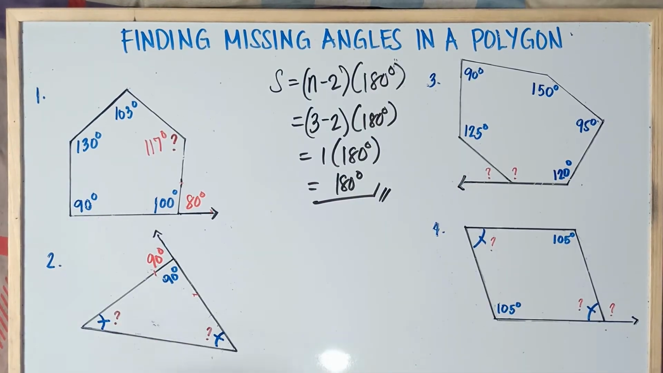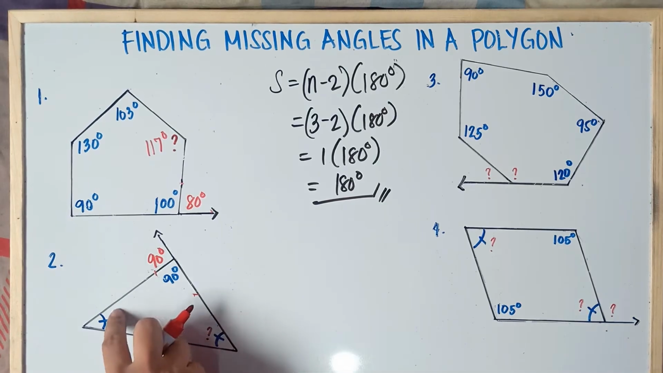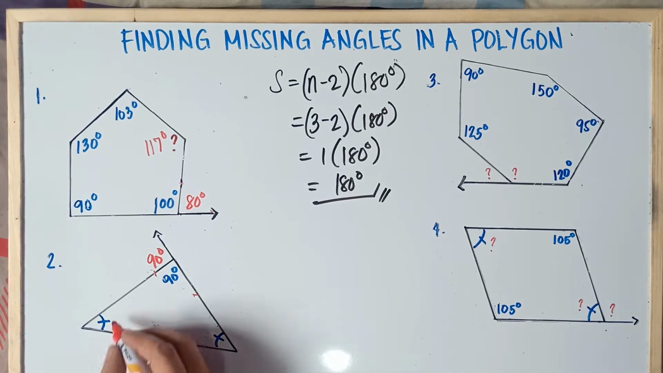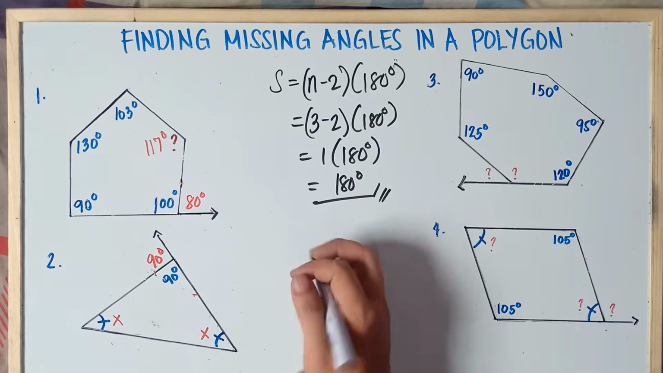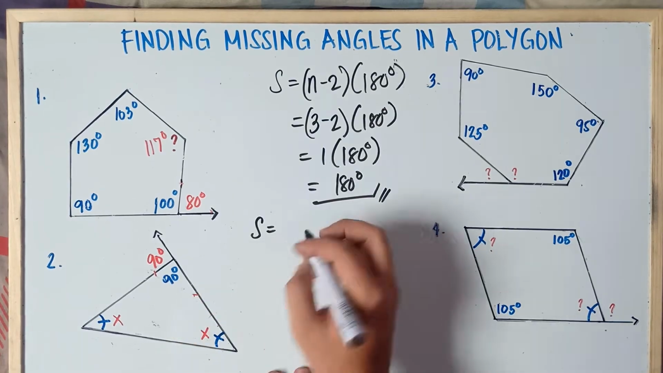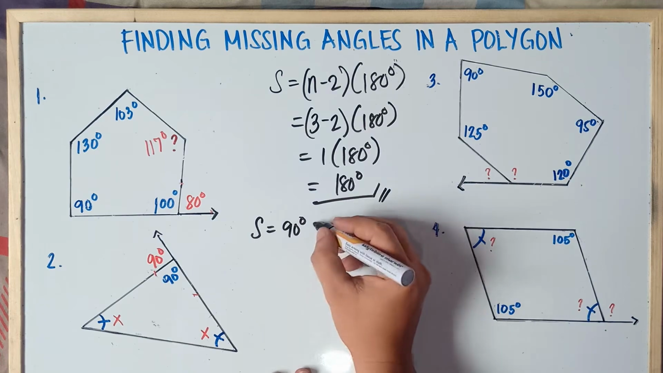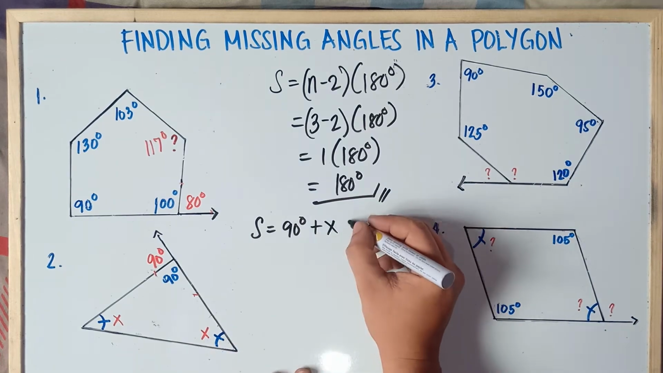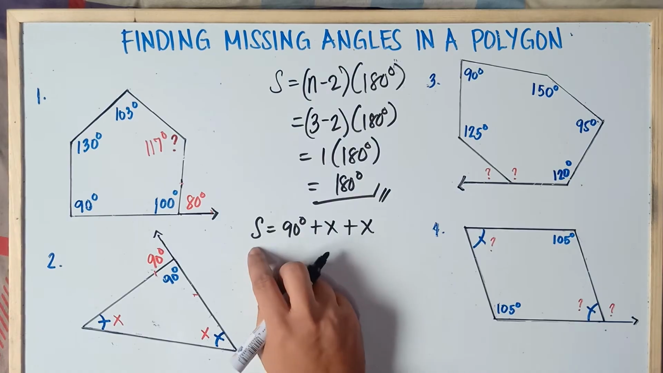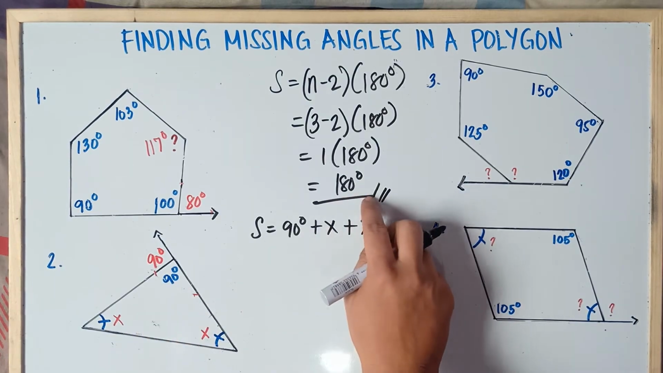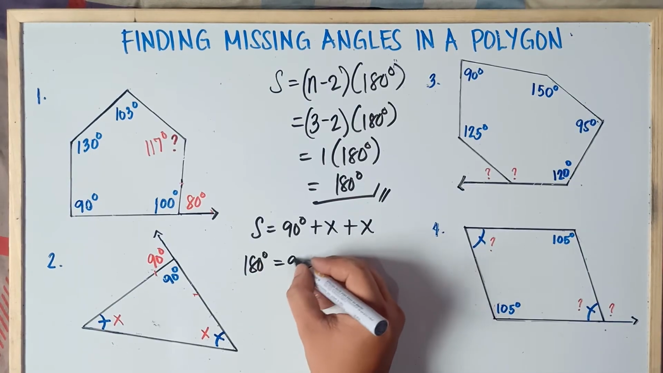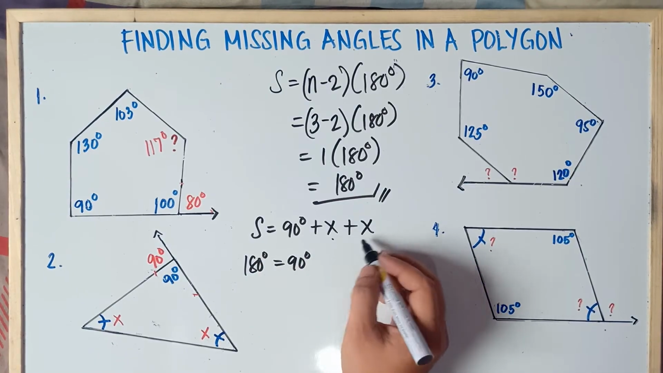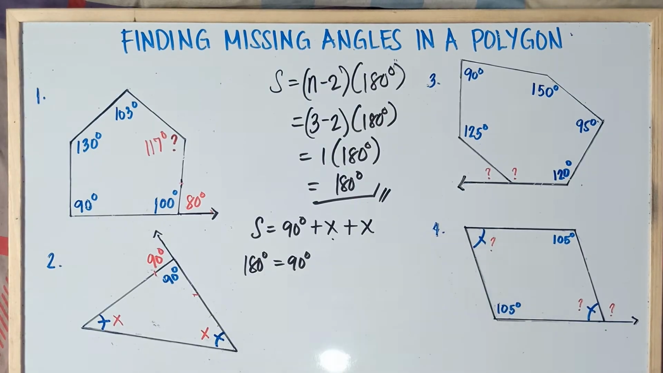Alright, so to find this angle, class, let's label this one as x. We're told to find x. Since they have the same measure, we put x here, and this one is also x. To find the sum, we can use this equation: sum equals the first angle, 90 degrees, plus the second angle x, plus the third angle x. The sum of the interior angles is 180 degrees for any kind of triangle. So 180 degrees equals 90 degrees plus x plus x, that would be 2x.